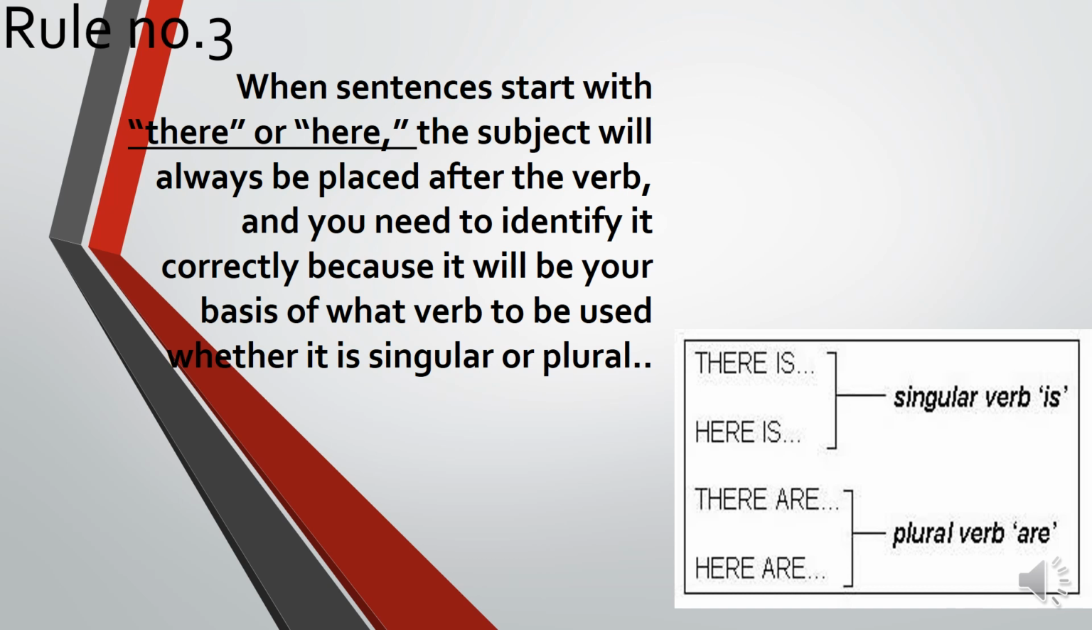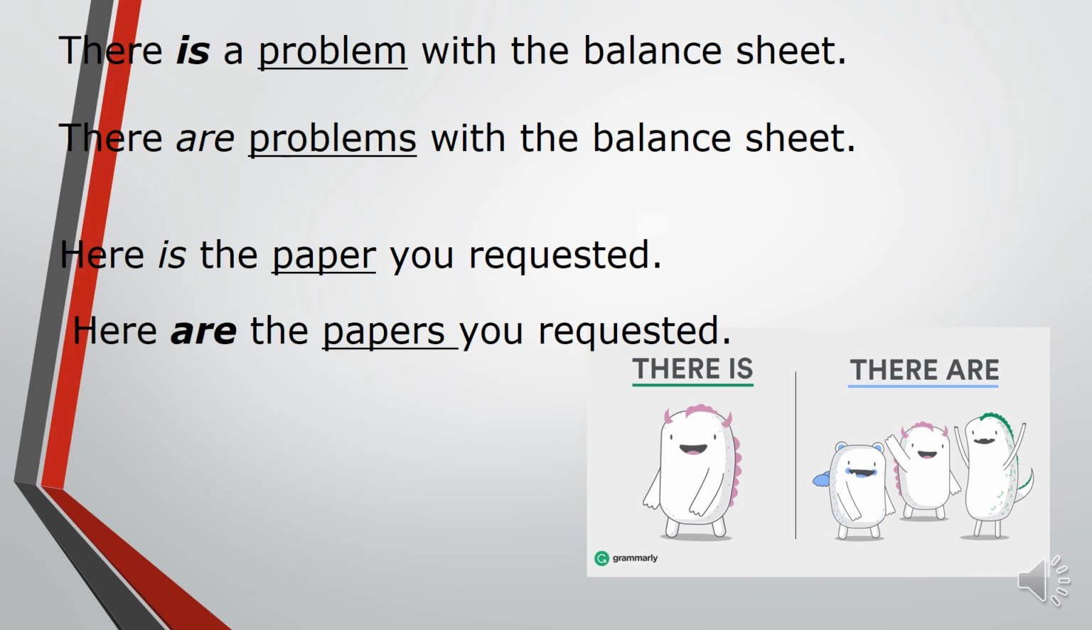There is should be followed by a singular noun. Here is should be followed by a singular noun. And then when we use there are, it should be followed by a plural noun. And then for here are, it should be followed by a plural noun as well. So here are the following examples.